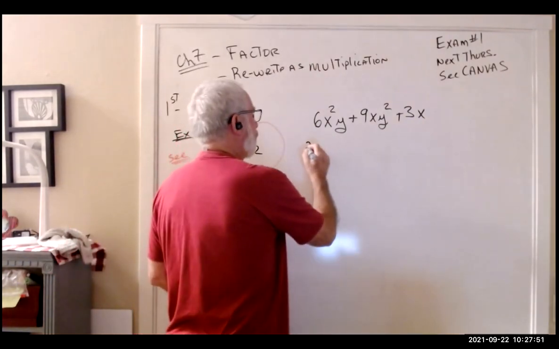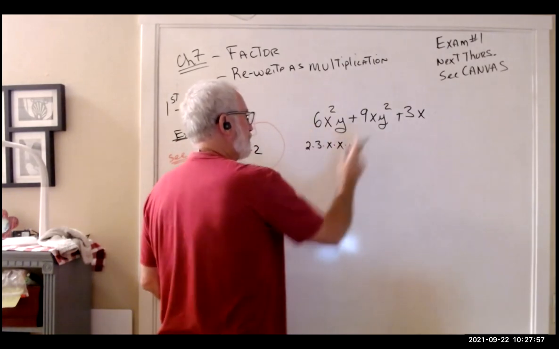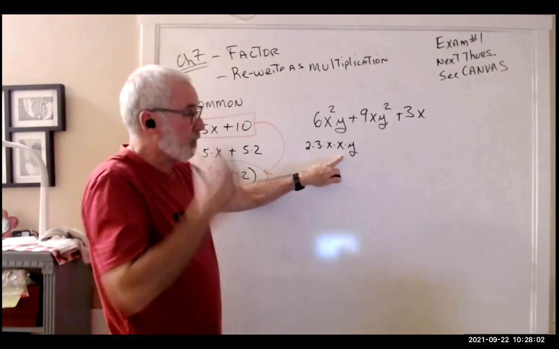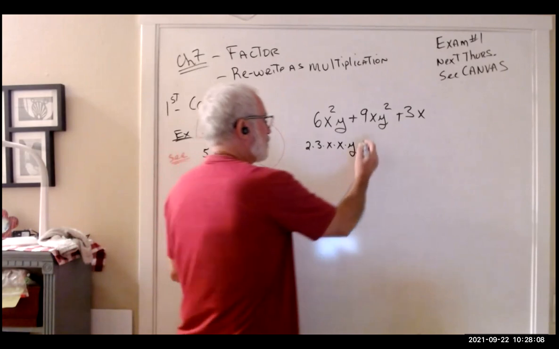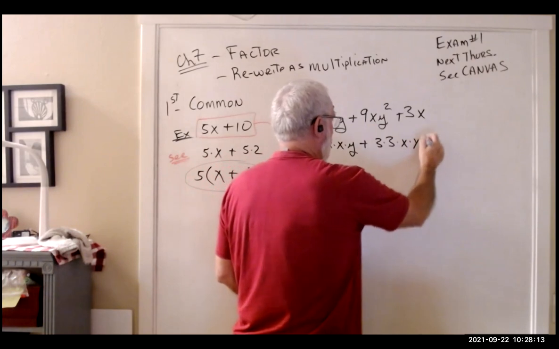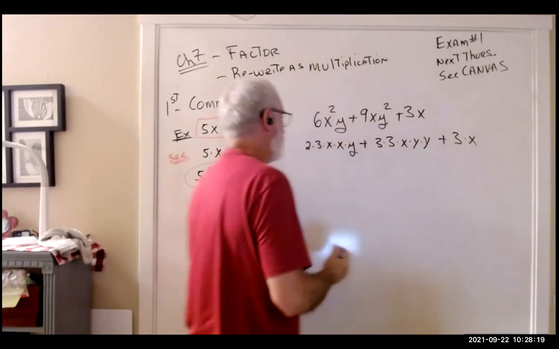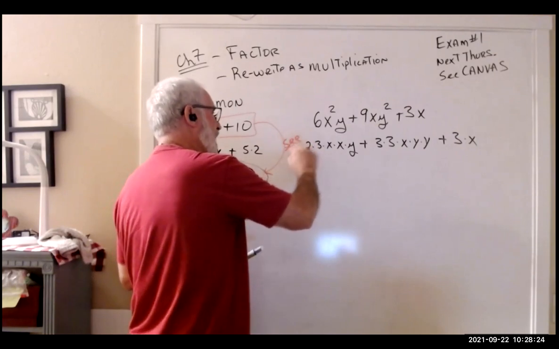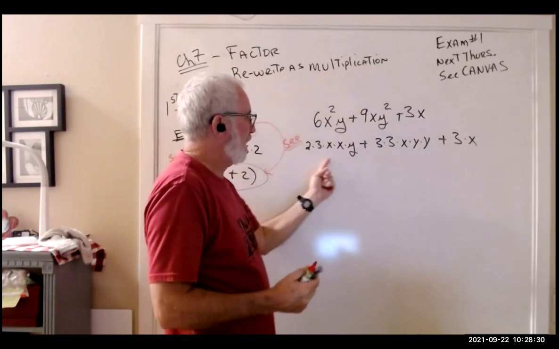So this is 2 times 3 times x times x times y. When you see 6x squared, that's what you need to be able to see. You don't have to write it down, but you got to see all those little pieces inside of that. Plus 9xy squared is 3 times 3 times x times y times y, plus 3 times x. Again, you need to be able to look inside each one of these terms and see the things that multiply together to make it up.